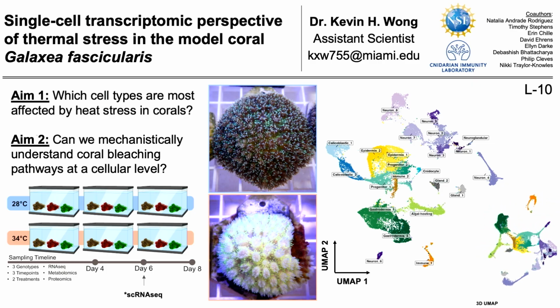So to do this, we just ran a pretty straightforward thermal stress experiment on our coral Galaxea fascicularis with 3 different genotypes, which resulted in 6 different single-cell RNA-seq libraries comprising 3 heated and 3 control to create this first cell atlas for this species.